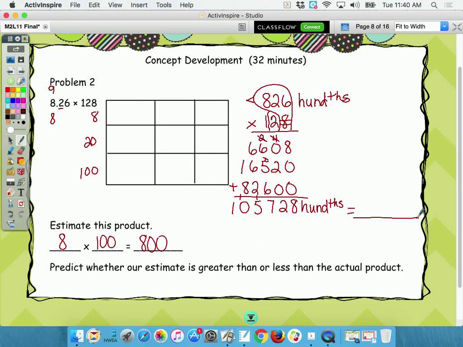Fernando, where would you place the decimal? Okay, and why did you choose that place? It's the hundredths, and that's 2 place values. And what's another reason we should choose it? It's the only reasonable or logical place to put it because we've got an estimate of 800.